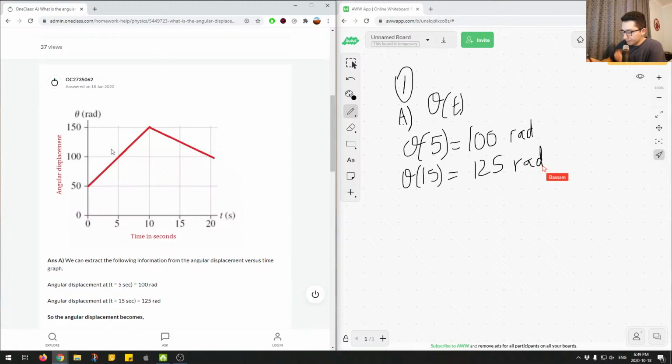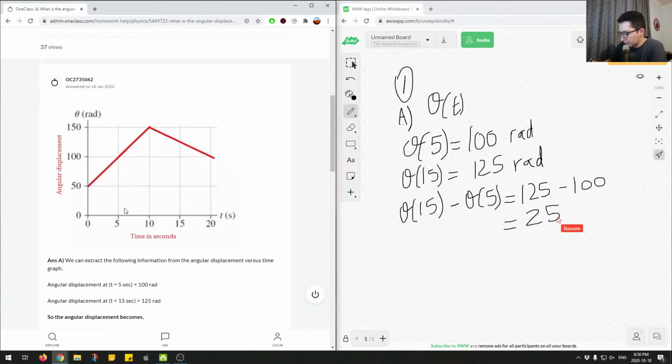So here we do final minus initial. So the final at time equals to 15 minus the initial at time equals to 5. And we have theta 15 minus theta 5 will be equal to 125 minus 100. And we end up with positive 25 radians.